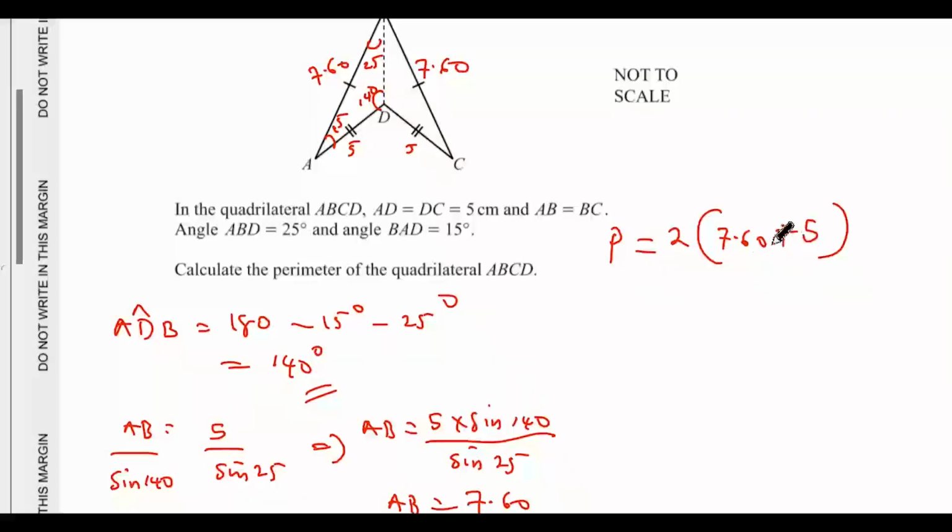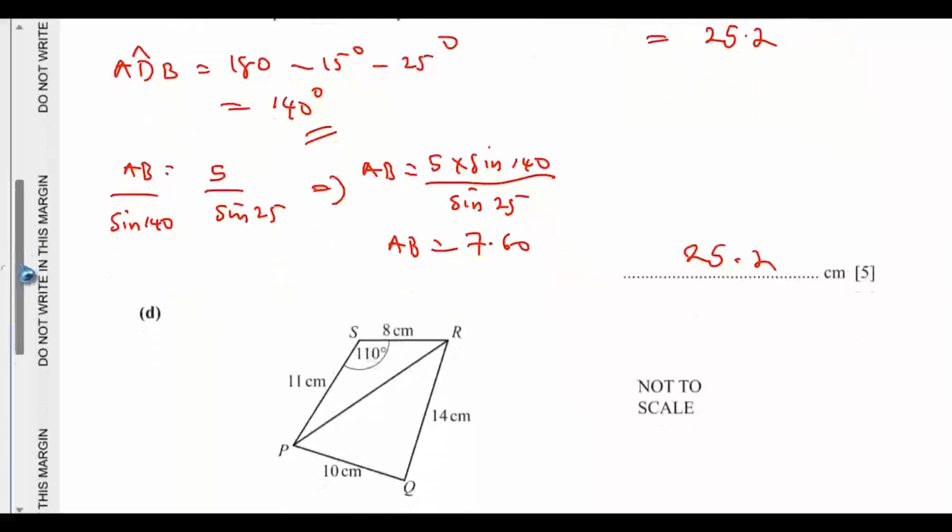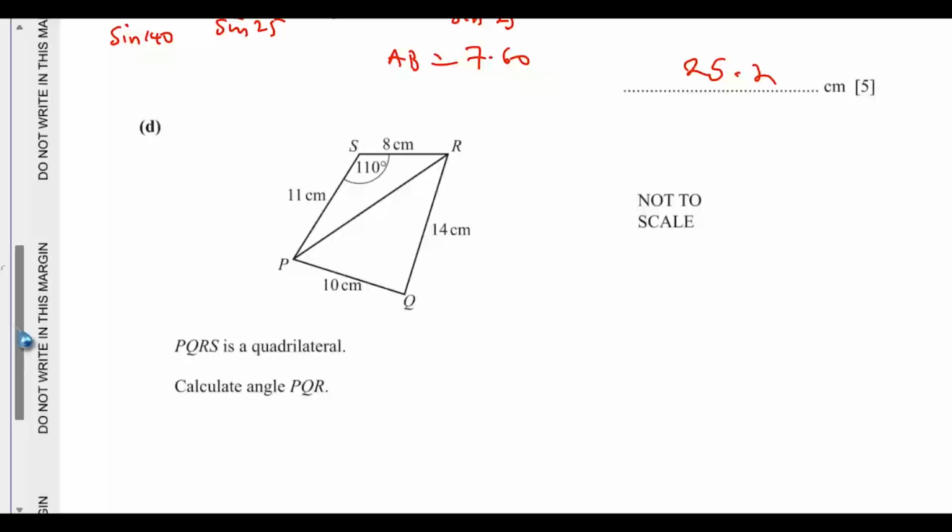So that means we have four sides, two of these and two of these. So this will be 25.2 if you input this into your calculator, okay? So let's go to the next question. Let's put the answer here, 25.2. So let's go to the next question, that's part D.